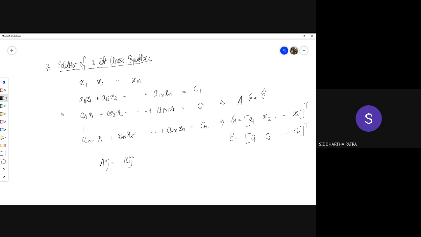For every method that you would be learning in this case, today we will discuss the ones that are called direct methods, kind of the brute force methods. And in the next class we would learn about the indirect methods or iterative methods. So let's start with Gauss elimination.